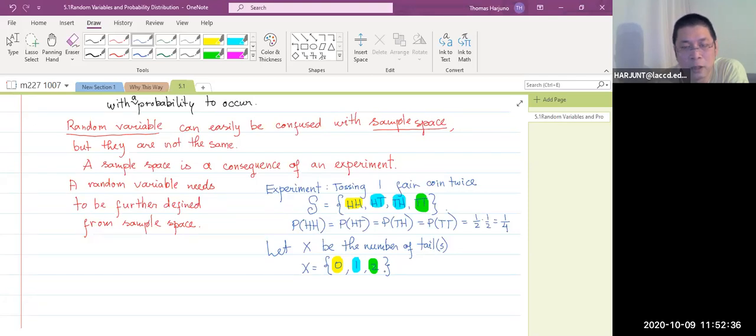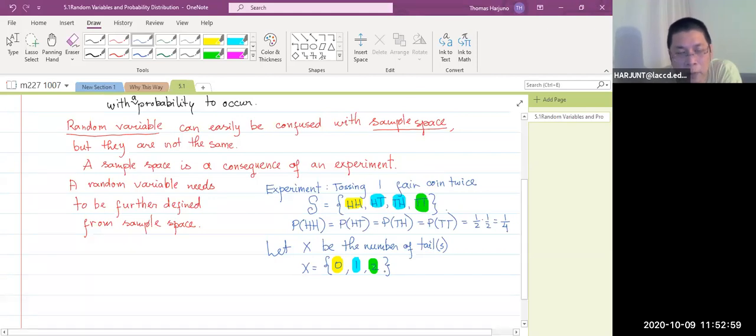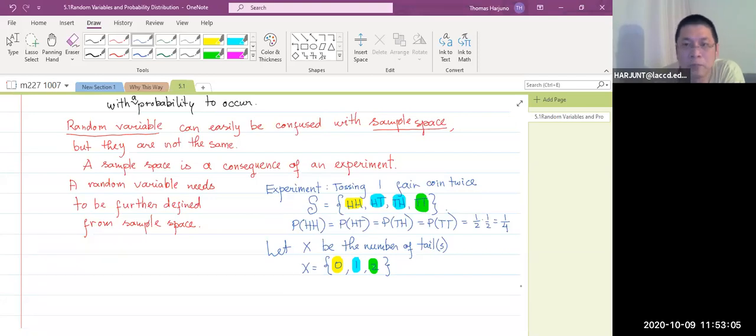But how do you know that X should be the number of tails? Well, you can define it another way. You can say, let X be the number of heads instead. It depends on what you need. From the experiment, you automatically have a sample space, but the random variable depends on what you are measuring from that experiment.